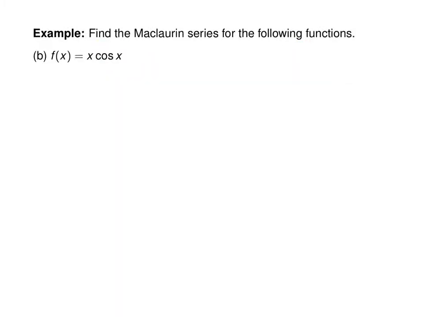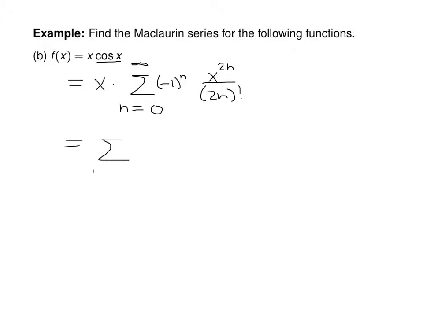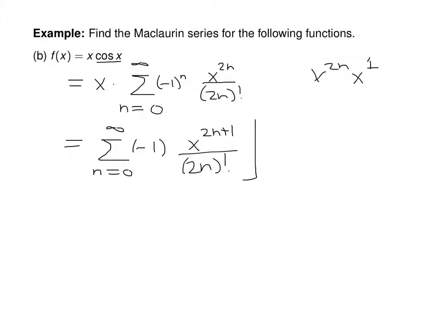If we have x cosine x, I can find the Maclaurin series for cosine x and then multiply that by x. So the Maclaurin series for cosine x is the sum from 0 to infinity, negative 1 to the n, x to the 2n over 2n factorial. When that x enters the sum, it will multiply by the x to the 2n. And notice that x to the 2n times x to the first is the same thing as x to the 2n plus 1, all over 2n factorial.